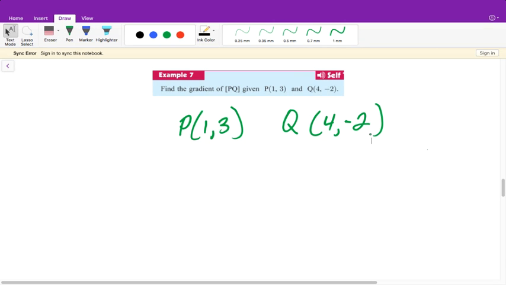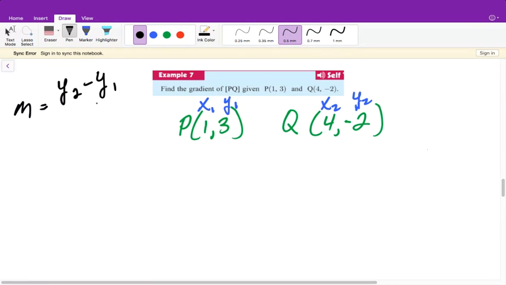Right, just like we were solving with distance or midpoint, the first thing we have to do with this is we have to label our points x1, y1, and x2, y2. Just like with distance and just like with midpoint, it doesn't matter which one you label, it's going to give us the same answer regardless. All right, but now the formula for slope is equal to y2 minus y1 divided by x2 minus x1.